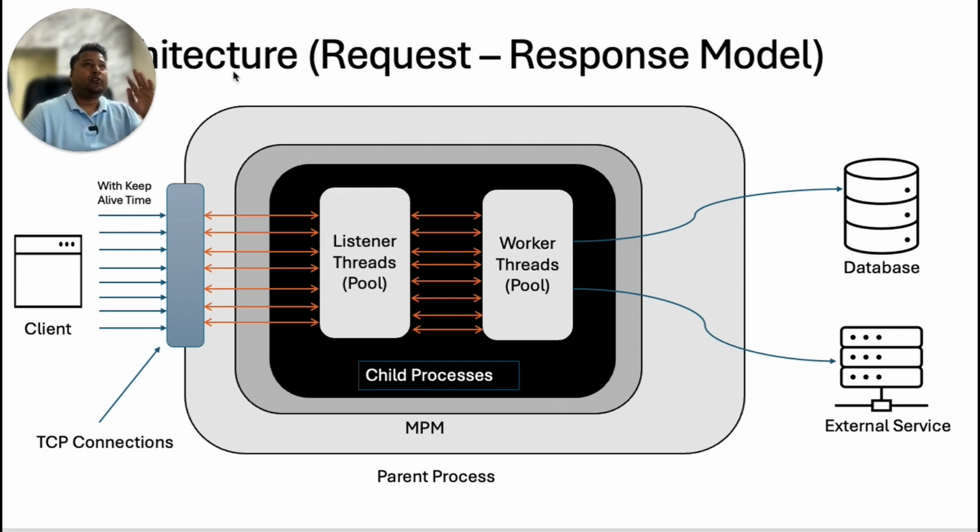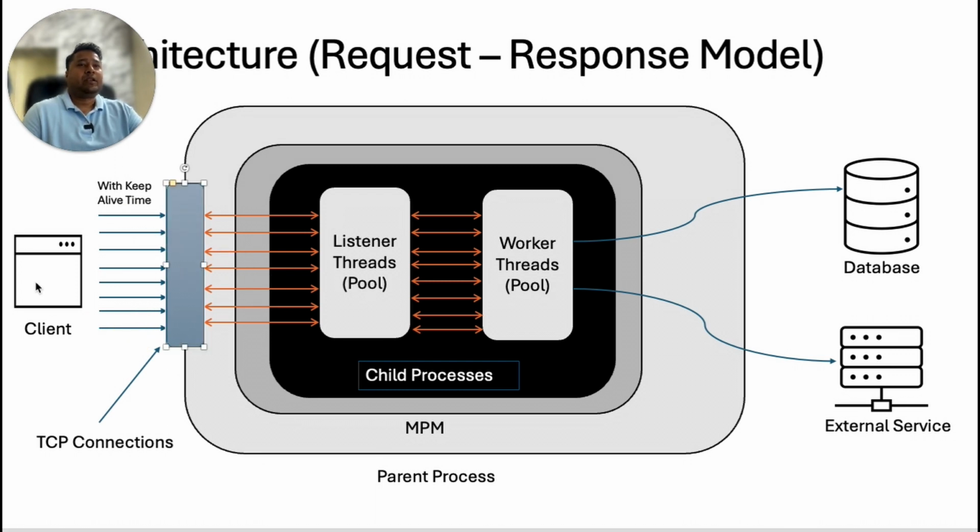So this is the request response model of Apache Web Server. There is a client, and this client is your browser. Let's say it keeps on sending requests to Apache Web Server, this whole box, the silver box. And these arrows are nothing but your TCP connections. So this is your TCP connection, this box.